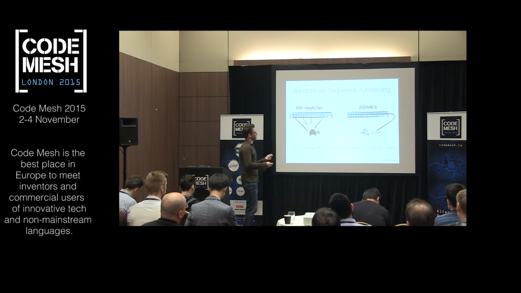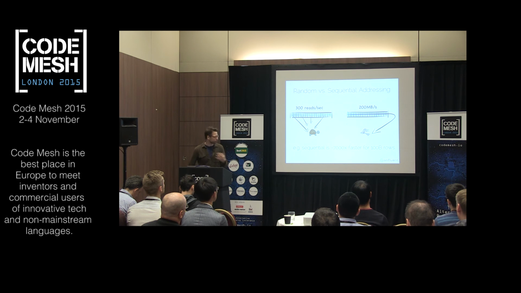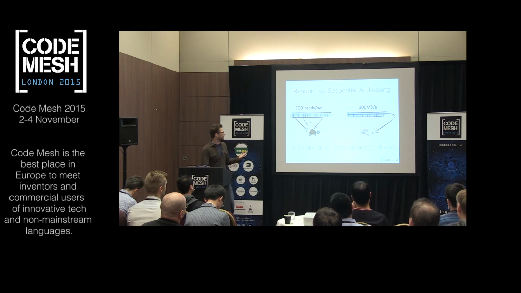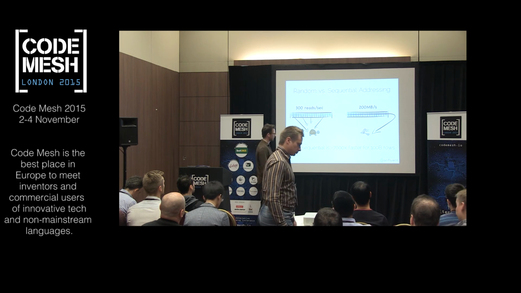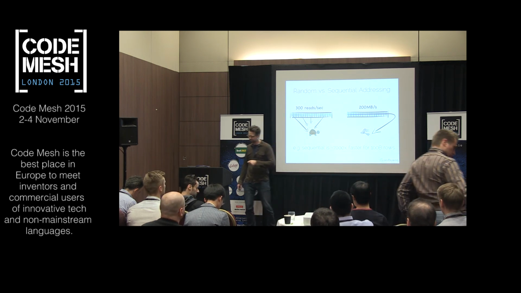To take the extreme, which is a standard magnetic hard drive, if we stream data sequentially, we'll get maybe 200 megabytes per second. That's a pretty standard throughput for a magnetic disk. If we try and address it at random, we'll get maybe 300 reads per second. So for a 100-byte row, that's about 7,000 times faster.